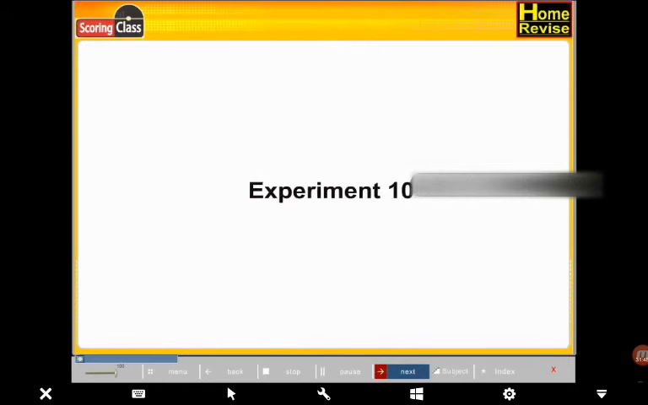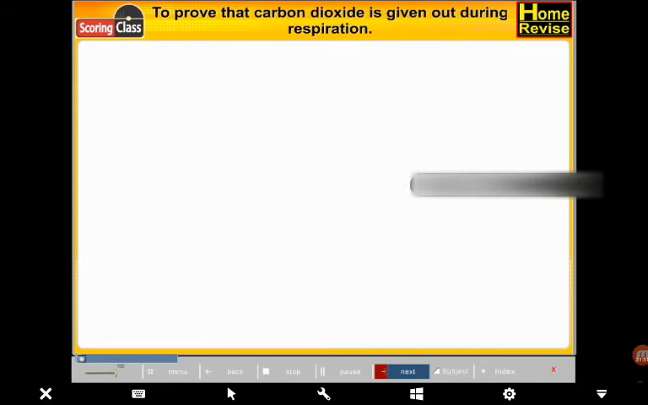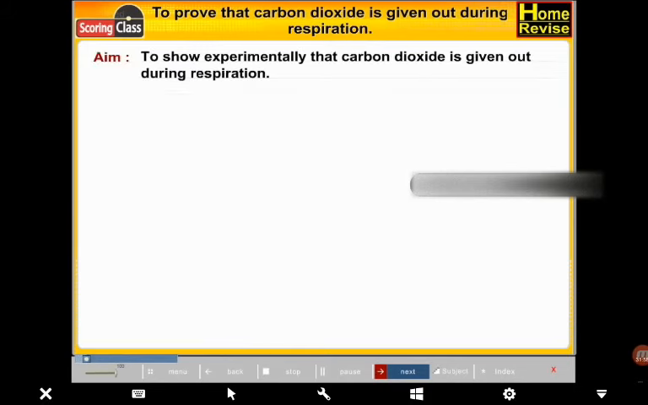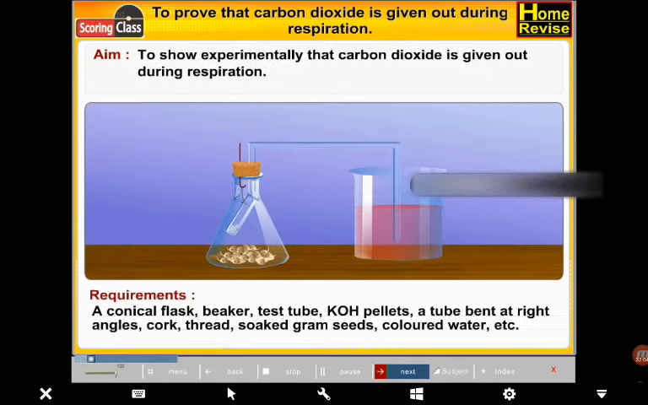Experiment 10. To prove that carbon dioxide is given out during respiration. Aim. To show experimentally that carbon dioxide is given out during respiration. Requirements: a conical flask, beaker, test tube, KOH pellets, a tube bent at right angles, cork, thread, soaked gram seeds, colored water, etc.